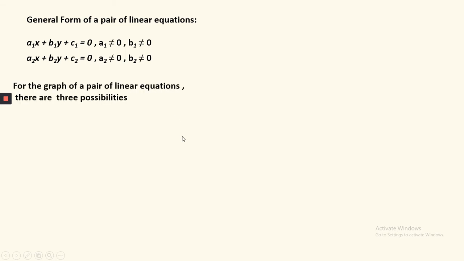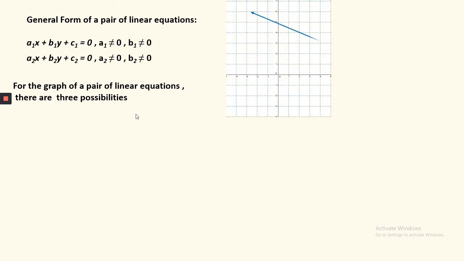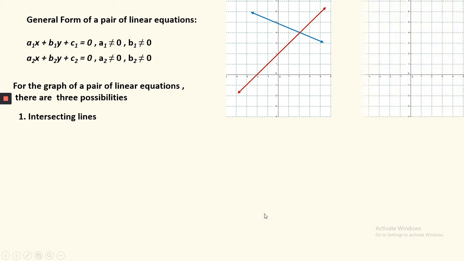Now, for the graph of a pair of linear equations, there are three possibilities. That is, we are thinking of the ways in which two lines can be drawn. The first one line, second line. Here, the two lines intersect at a point. We call the lines intersecting lines. Second case, one line is drawn, the second line is also drawn, and they are parallel lines.